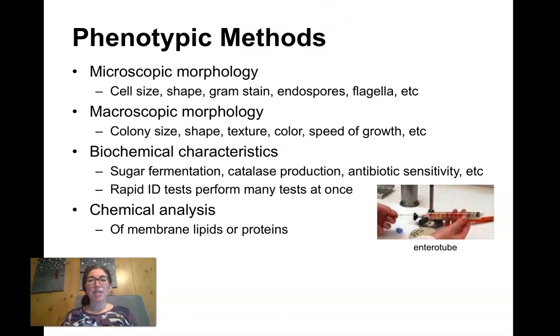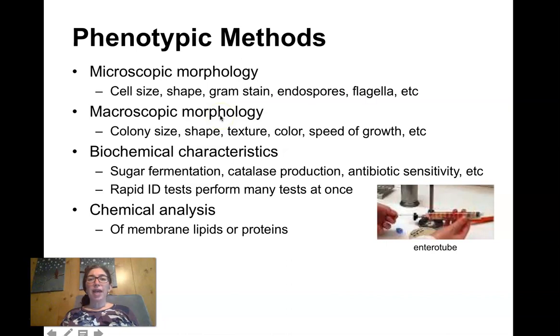Sometimes you might be able to even see other appendages like flagella or endospores, but generally just knowing whether it's gram positive or gram negative can give the doctors a leg up in terms of which antibiotics to prescribe, and also fast track to figuring out the diagnosis.